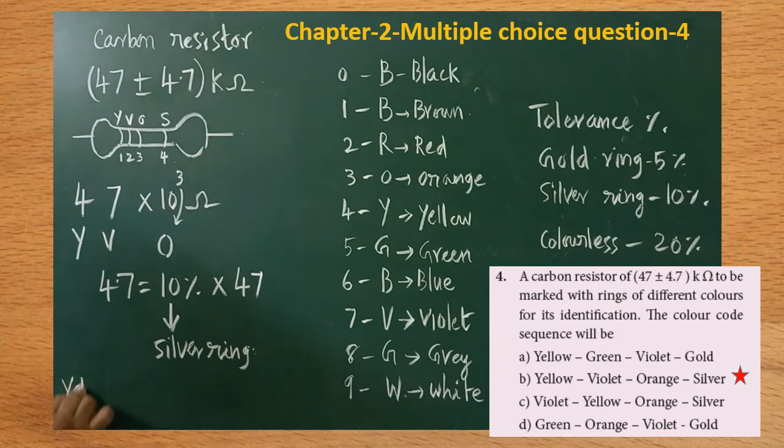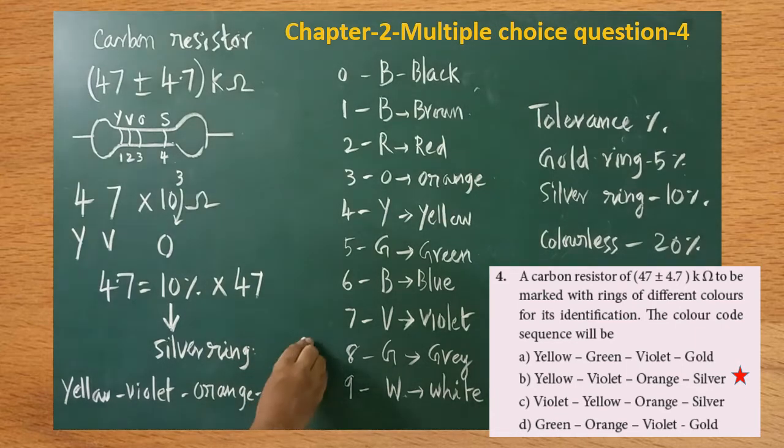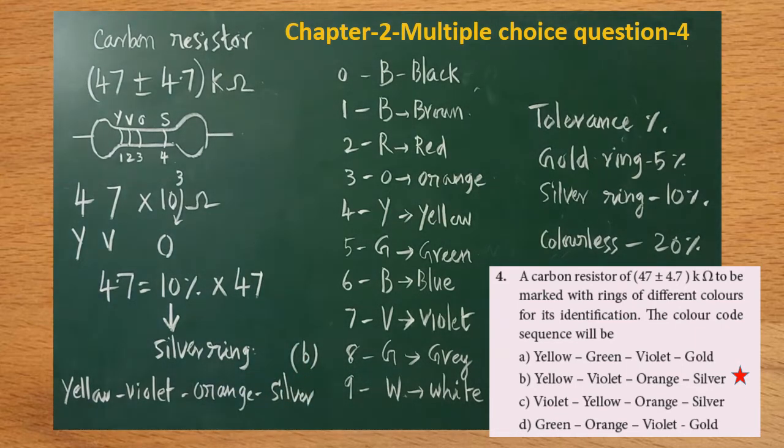Yellow, and then violet, and then orange, and finally silver. So these are all the color codes which are written on the carbon resistor. The option will be B. Are you clear? The option will be B. Okay.